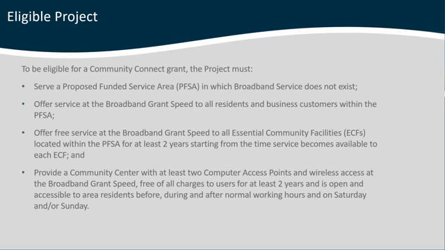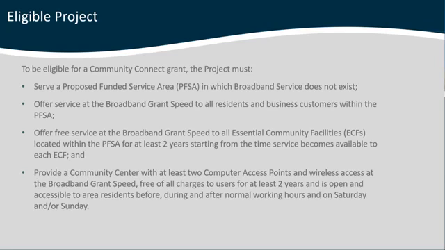In terms of an eligible project, the project must serve a proposed funded service area, that is PFSA, in which broadband service does not exist. That's that 10 megabit per second down, 1 megabit per second up. Offer service at the broadband grant speed to all residents and business customers within the PFSA. That's that 25/3 that we just talked about. Offer free service at the broadband grant speed to all essential community facilities located within the PFSA for at least 2 years, starting from the time service becomes available to each ECF.